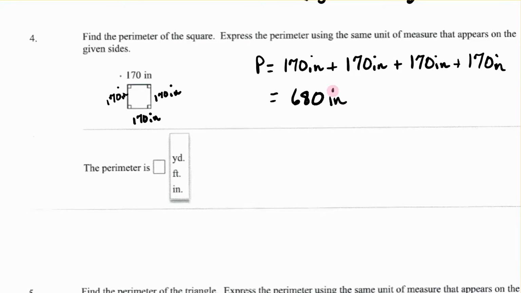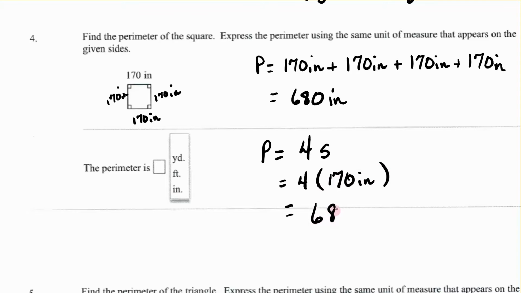You might remember that because it's a square, it is called a regular polygon, meaning all of its sides are the same. So you could say that the perimeter of a square is 4 times the length of the side. So it is 4 times 170 inches, which is 680 inches. So it doesn't matter which way you do it. All right?